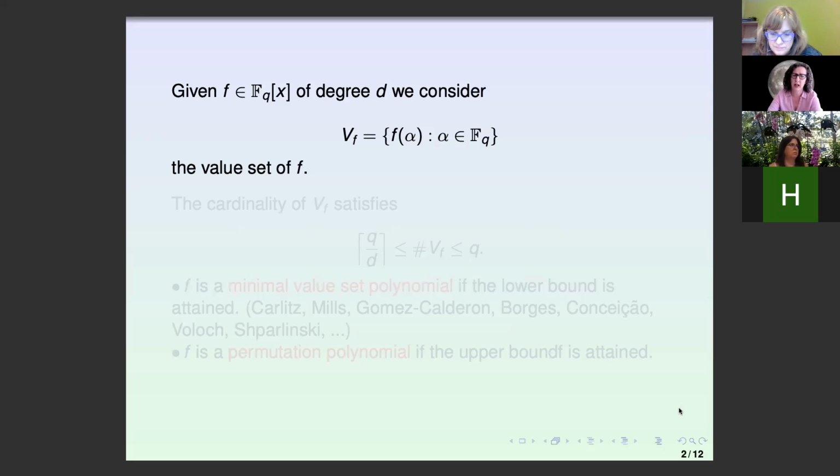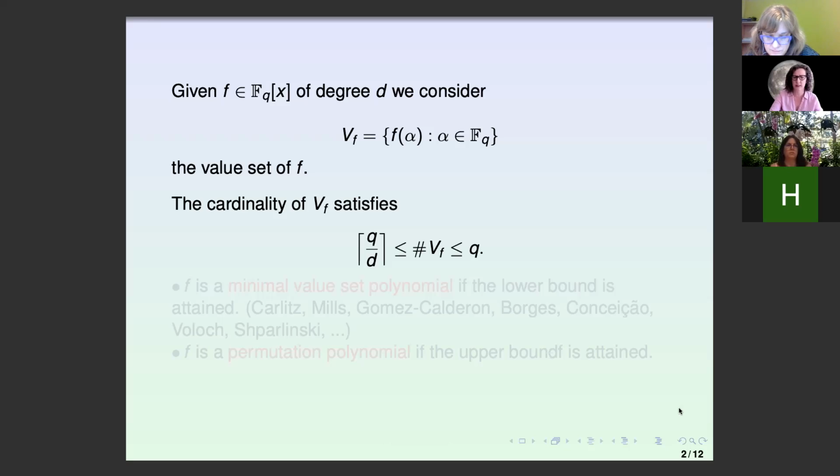Since you have a polynomial of degree d, the pre-image of any alpha in Fq has at most d elements, because you are looking at the zeros of a polynomial of degree d in a field. So we always have this very simple bound: the cardinality of the value set is at least q over d, and at most q because you are inside Fq. So this is for polynomials.